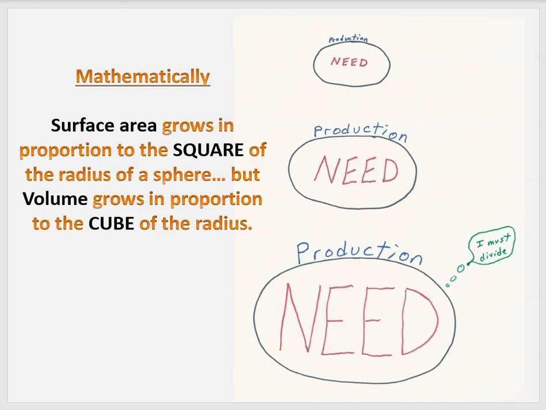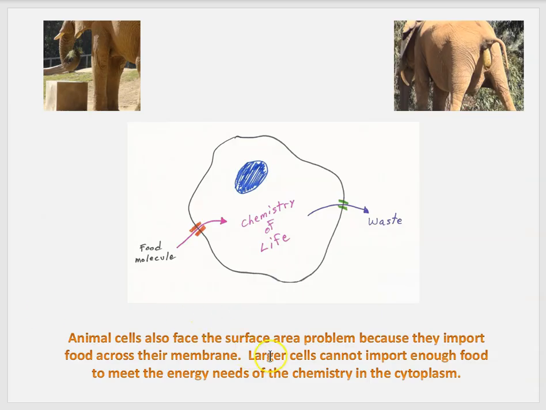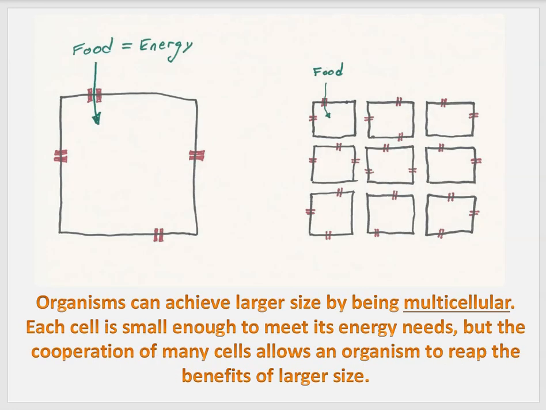They must remain small. Animal cells also face the surface area problem because they import food across the membrane. Larger cells cannot import enough food to meet the energy needs of the chemistry in the cytoplasm. So animal cells, too, have a problem. They can't get too big, or they face an energy shortage. But how are animals so big? Oh, well, organisms can achieve larger size by being multicellular. Each cell is small enough to meet its energy needs, but the cooperation of many cells allows an organism to reap the benefits of larger size.